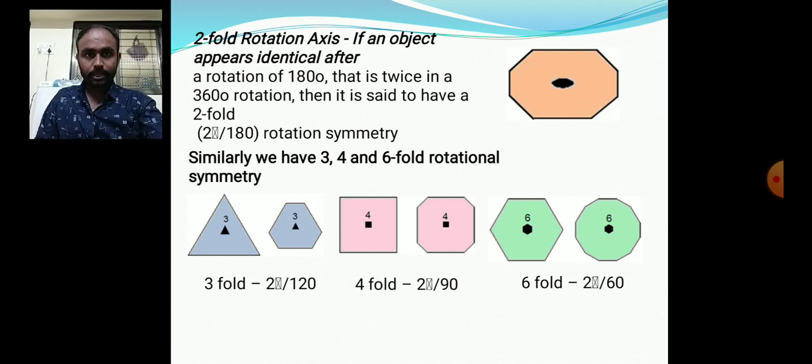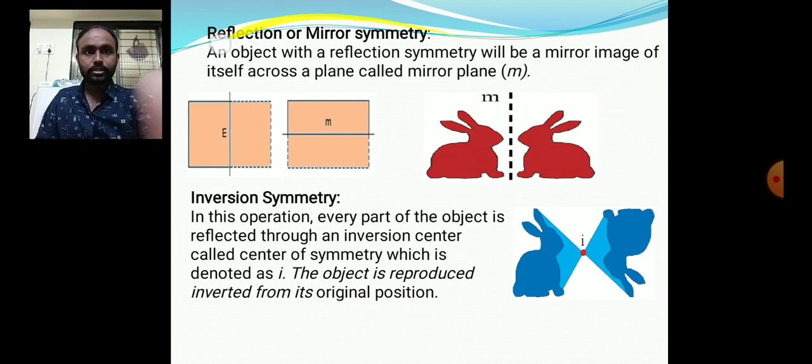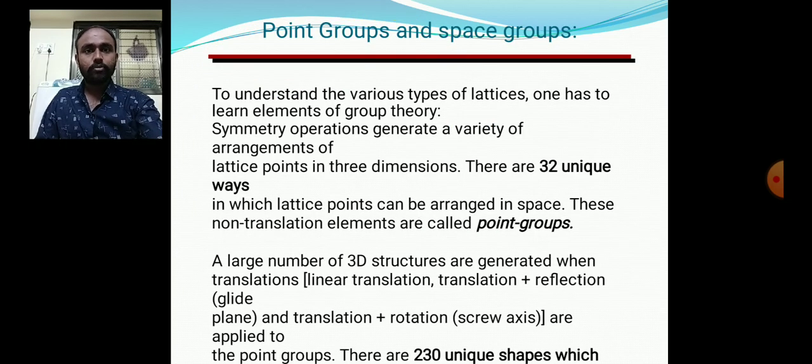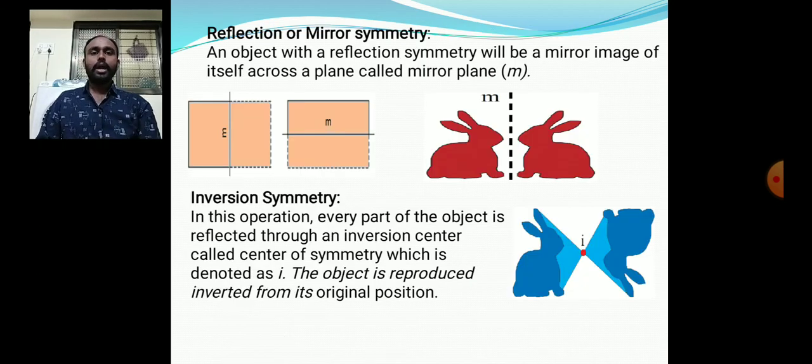And then we went to the reflection symmetry, and finally the inversion symmetry. Reflection symmetry and inversion symmetry are a little bit similar, but the inversion symmetry takes the mirror image about a point, and that point is the point of inversion or center of inversion.